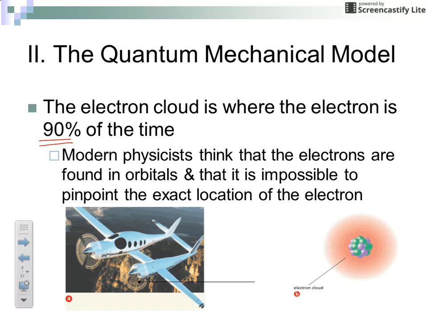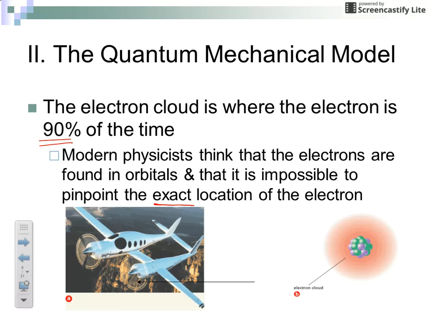But when we find our quantum numbers today, what we're finding is the physical address of the electron, where it is found 90% of the time. Modern physicists believe that the electrons are found within these orbitals that we're going to be talking about. They're called atomic orbitals. And they also believe that it is impossible to pinpoint the exact location of the electron 100% of the time. But they do believe that with 90% accuracy, we can predict where the electron is found.